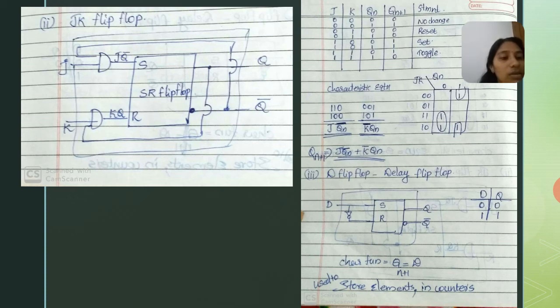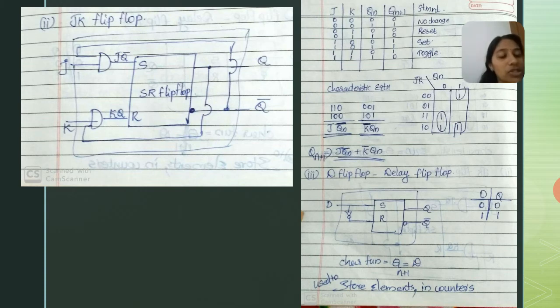Before that you can see the truth table, that is D is the input, Q is the output. Here simply you can say 0 is the input, then you are getting the result as 0, and if you are giving 1 as input, you are getting the result as 1.